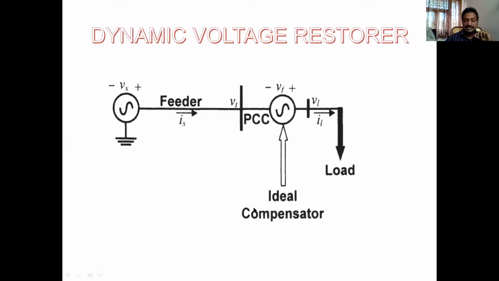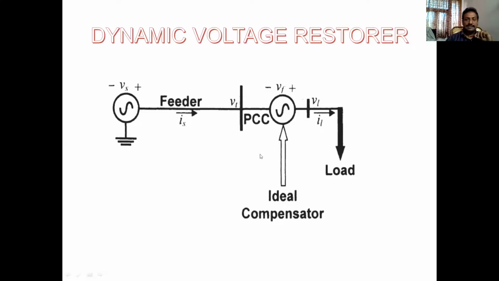This ideal compensator will either supply or absorb real power, meaning that it may increase or decrease the voltage. When it increases, it supplies; when the voltage rises, it absorbs. When there is a sag, it supplies the voltage VF, so that VL will be maintained as a constant magnitude within a specified region of the magnitude.